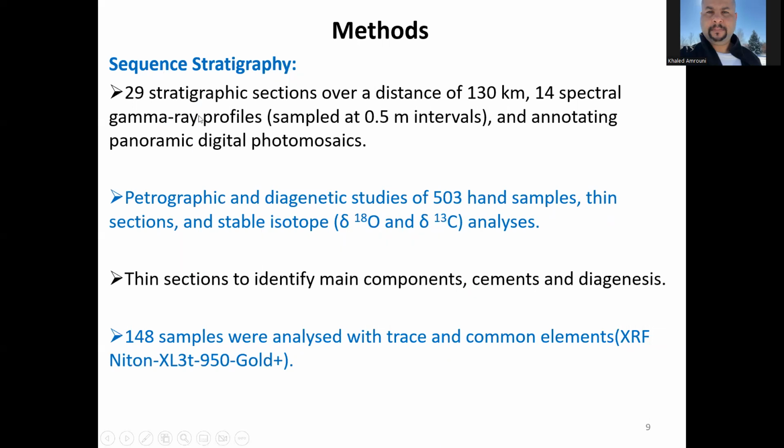Methods, sequence stratigraphy and sedimentology: we did 29 stratigraphic sections over a distance of 130 kilometers with 14 spectral gamma ray profiles with a logging interval of 0.5 meter, and annotated panoramic digital photo mosaics. Also for the petrography and diagenetic studies, we collected 503 hand samples. We made thin sections out of them and did stable isotope analysis on these 503 samples. The thin sections helped us identify the main components, cements and diagenesis. We also added XRF analysis for 148 samples out of these 503 samples to study the trace and common elements.